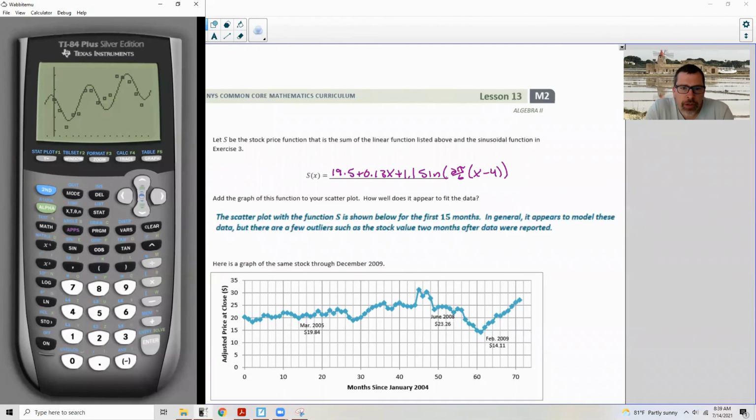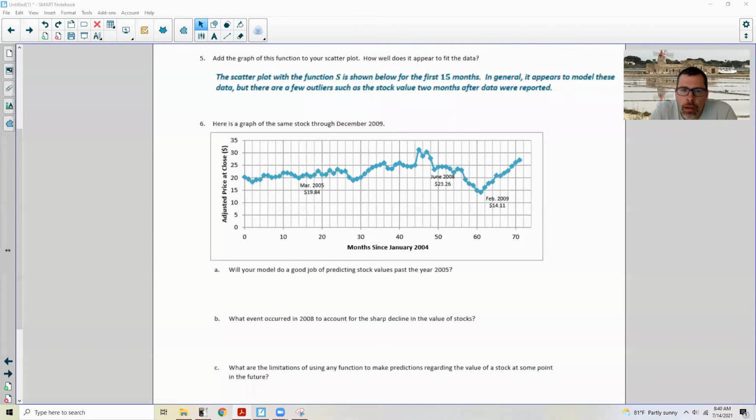Okay, so the scatter plot with the function S is shown below for the first 15 months. In general, it appears to model these data points, but there are a few outliers, such as stock value 2 months after data were reported. Okay, so that one's off a little bit. There's some that are off. Okay, so now it says here is a graph of the same stock through December of 2009. And by the way, this is Microsoft.